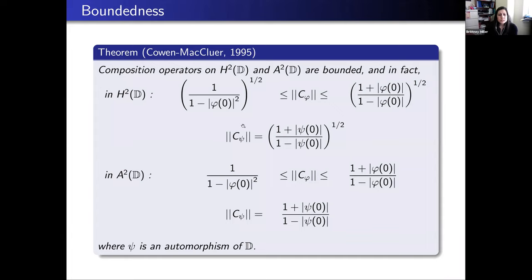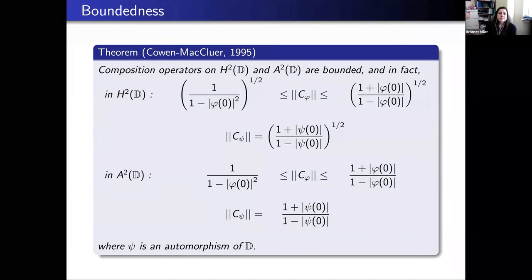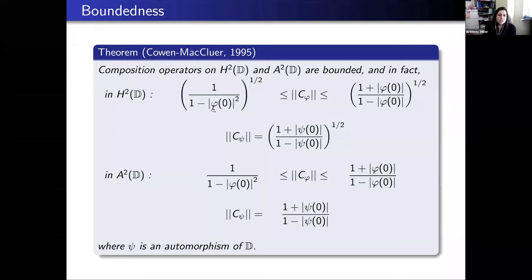But even more specific than that, if we know that our symbol is an automorphism of the disk, then we can say exactly what the norm is. It's called C psi here. And so again, in the Hardy space, it's going to look very similar to the norm in the Bergman space. We've got this 1 over, psi of 0 over 1 minus psi of 0, to the half. And we also notice that these bounds only depend on phi at 0. So that's a really nice result, I think, in general.